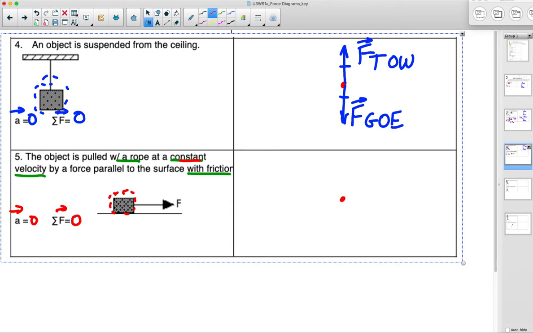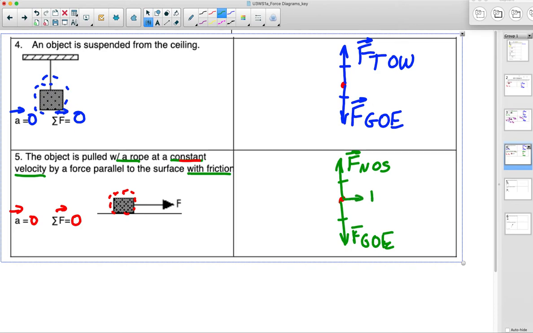We draw in our center of mass, and we've got a force of gravity on the object by the Earth. Because it's not accelerating up or down, the normal force is going to have to be the same size, force normal, on the object by the surface. The surface is applying that normal force. Those two have to be the same size.